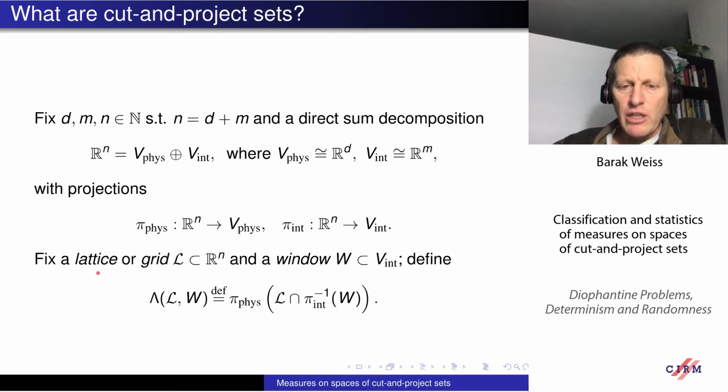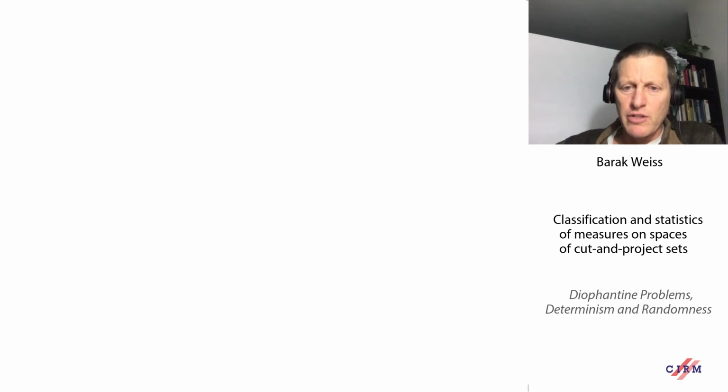L is either a lattice, all of you know what a lattice is, or a grid. A grid is just a translated lattice. And then you fix a window set W in the internal space, and then you project this intersection to physical space. So the set you're interested in lives inside d-dimensional space, inside physical space.